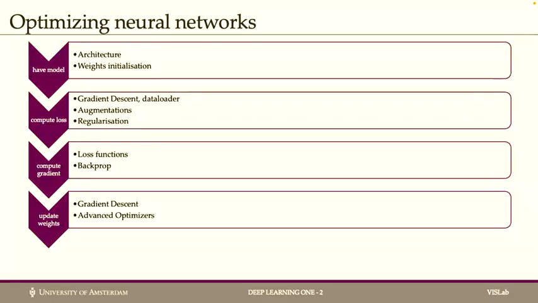To put this in the broader context, this is roughly what happens when you optimize neural networks. First of all, you need to have a model, where you can choose the architecture and how you initialize the weights. Then you compute some sort of loss, for which you use augmentations or regularization. They all go into this computation of the loss. And of course, how we do backprop.